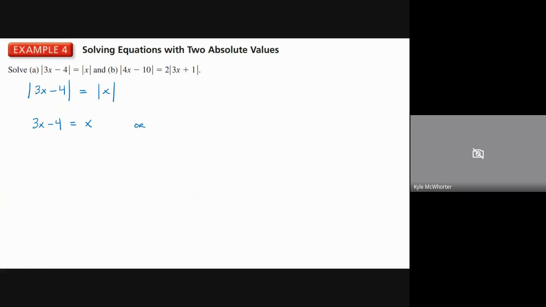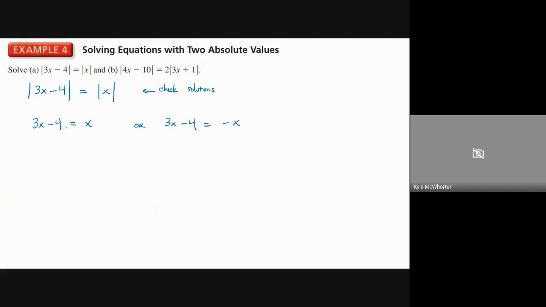The other equation is going to be the same inside of the left. So 3x minus 4 equals, now I'm going to do the opposite of what's on the inside on the right. So that would be negative x. And now I've got two equations to solve, and I'll get two solutions, but I have to check them in our original equation to make sure that they both work. Because if one or both of them doesn't work, then we need to throw it out.